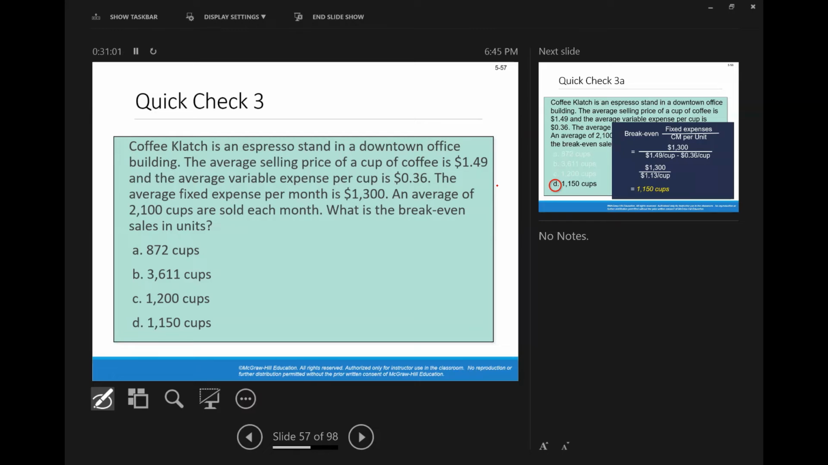So we're going to do the fixed expenses again over that contribution margin per unit. So remember, it's this $1.49 minus the 36 cents. So we do the math. So it's D.